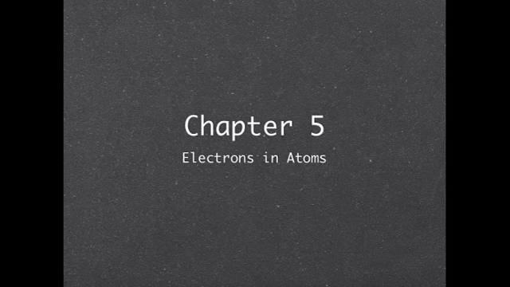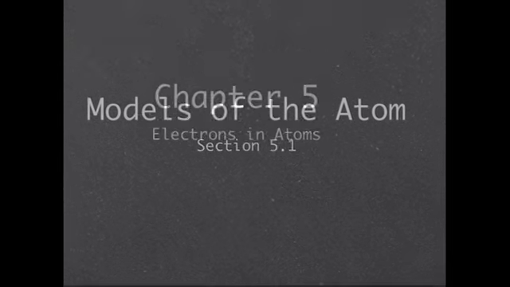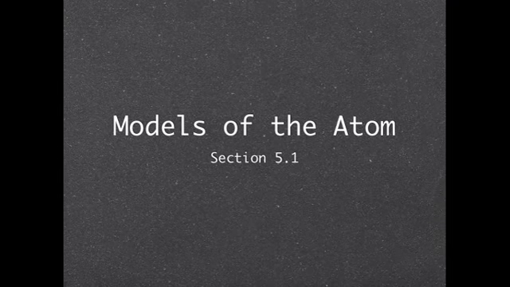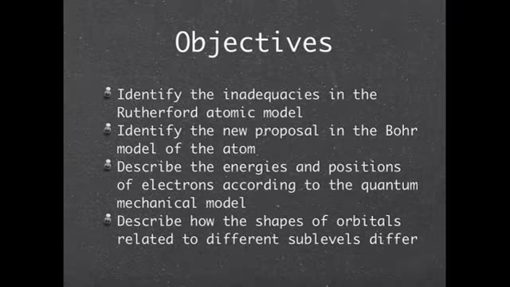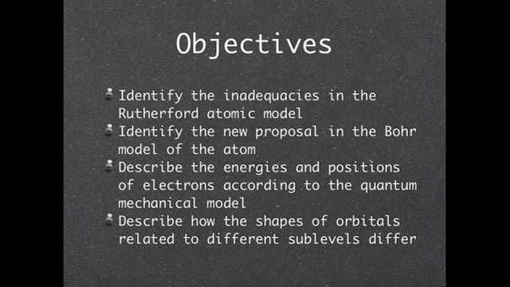Chapter 5, Electrons in Atoms. And this is section 5.1, Models of the Atom. Here's the objectives. And I want you to put these in your notes because I'm going to want you to use them later on. So write these down.